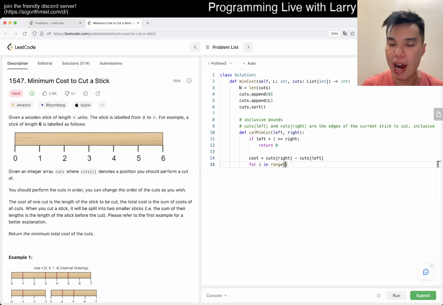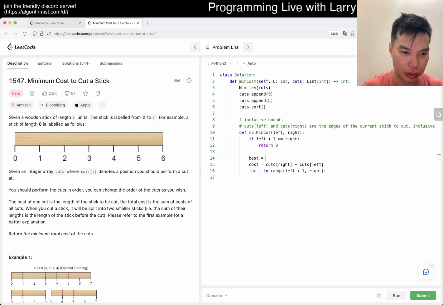So then now for i, we want to start with left plus 1, and we want to go up to right, in Python notation, just exclusive, right? Because you can't cut on the left edge or the right edge, or it means that you cut a 0 piece or whatever, for whatever reason, right? So anyway, okay, so then now we have a best is equal to minimize, right?